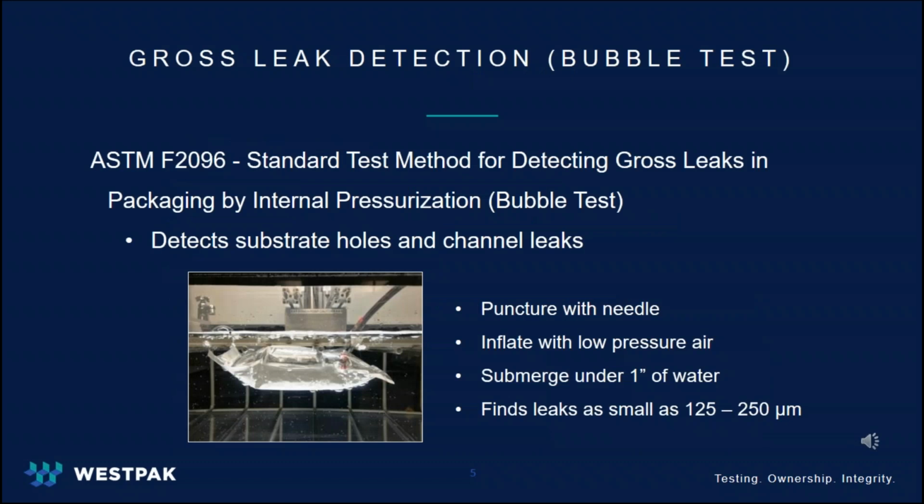Now let's talk about gross leak detection. Gross leak or bubble testing is usually conducted per ASTM F2096. It is used to find gross leaks in medical packaging through internal pressurization. The test method is very thorough as it tests the seals as well as the surfaces of your SBS. To conduct this test, you first lower the package system 1 inch below the water. Inflate the package. Once the package is inflated, you look at it for leaks, which are indicated by a steady stream of bubbles. The test is designed to detect holes in your SBS as small as 125 microns.